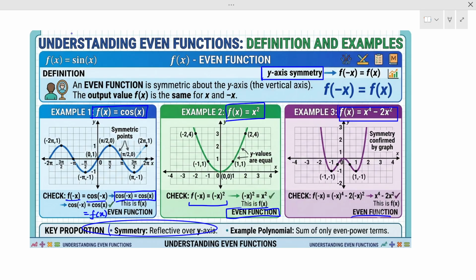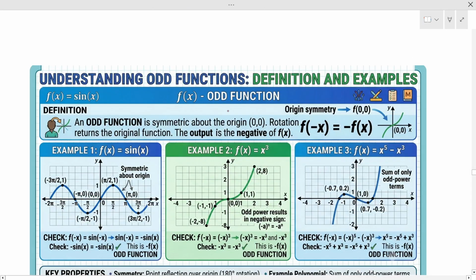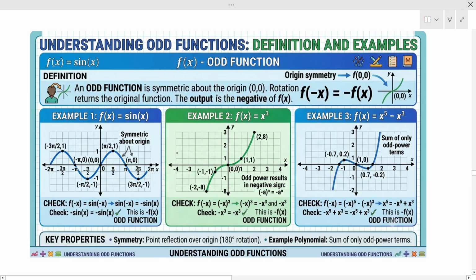Symmetric about the y-axis, and one more thing, the sum of even functions is also an even function. Sum, difference, right? They will also be even functions. Next thing we will discuss is the odd function. What are odd functions? The condition for an odd function is that f of minus x should be equal to minus of f of x. You can see an odd function is symmetric just about the origin, and rotation returns the original function, and the output is the negative of f of x.